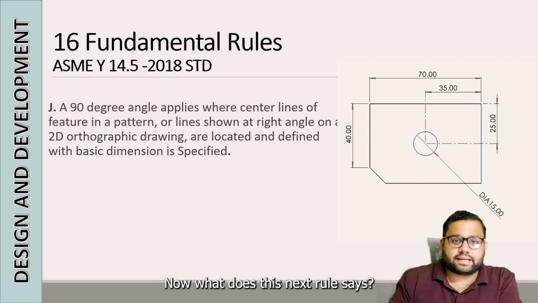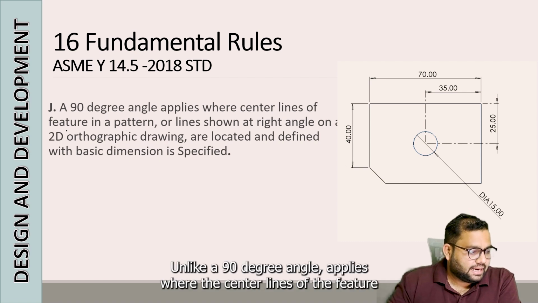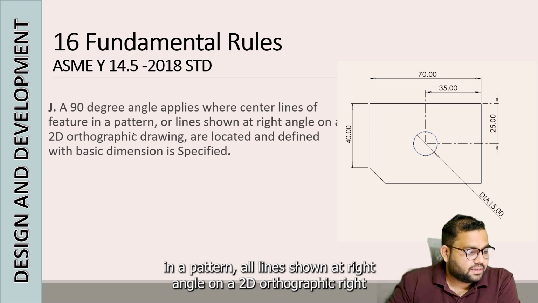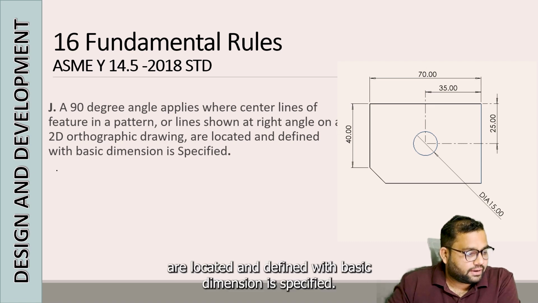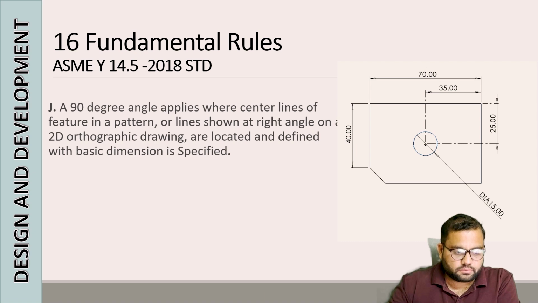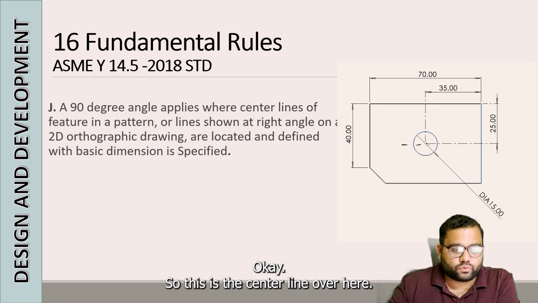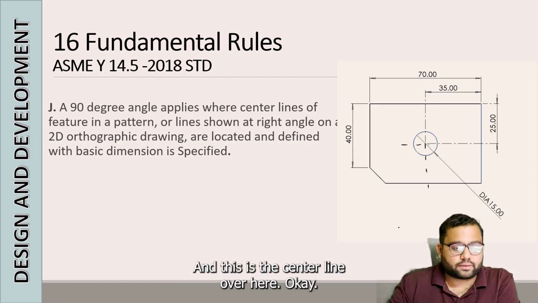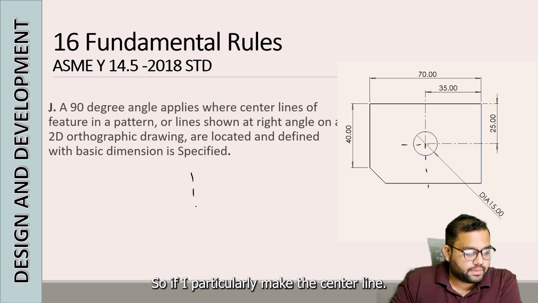Now, what does the next rule say? A 90-degree angle applies where the center lines of the features in a pattern, or lines shown at right angles on a 2D orthographic drawing, are located and defined with basic dimensions specified. In this case, you can see this hole has a center line. This is the center line over here, and this is the center line over here.